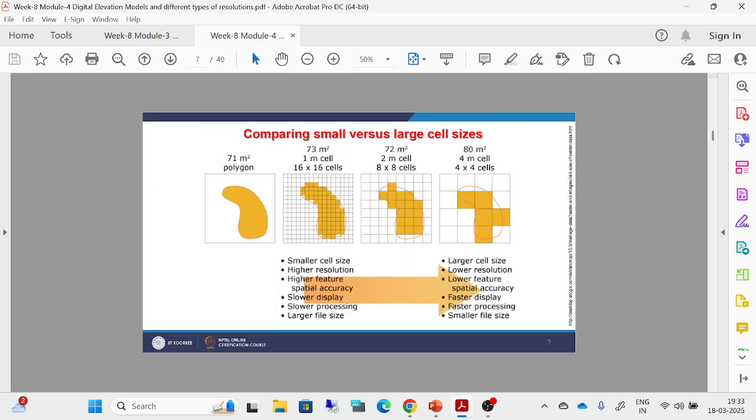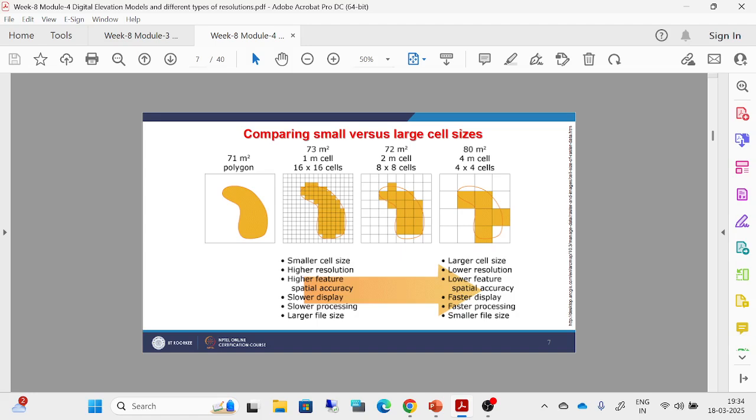Then sir had given an example where we are comparing small versus large cell sizes, and here we have a polygon. This is just a polygon, no cells are there, but then you make it into a raster image. The polygon is converted to raster, and here we have a 16 by 16 cell. Here we can see a boundary which is very similar to the actual polygon, but as the cell number decreases, it does not conform to that boundary in a good way.